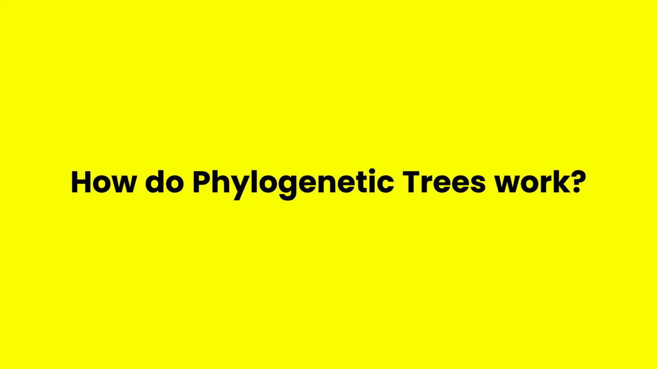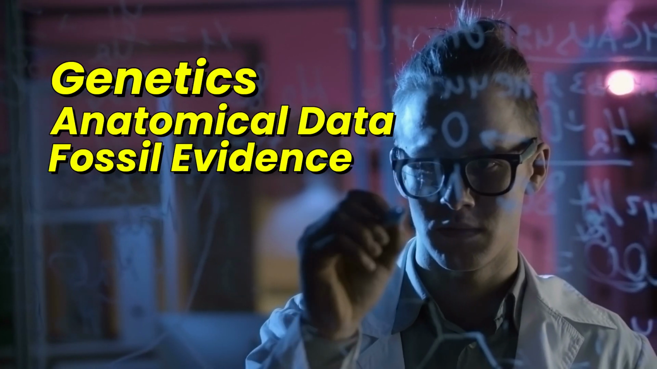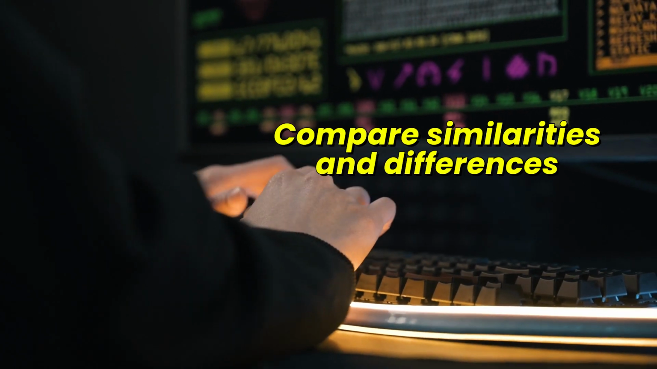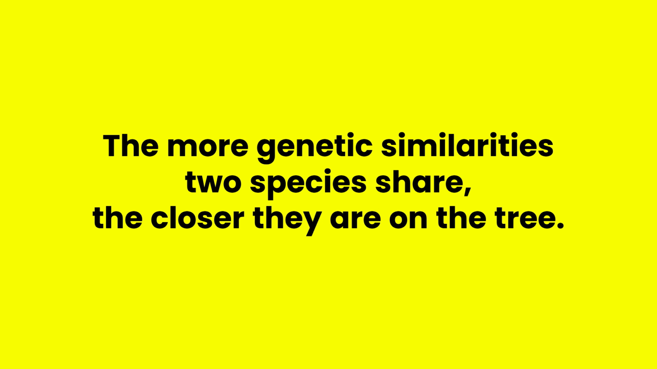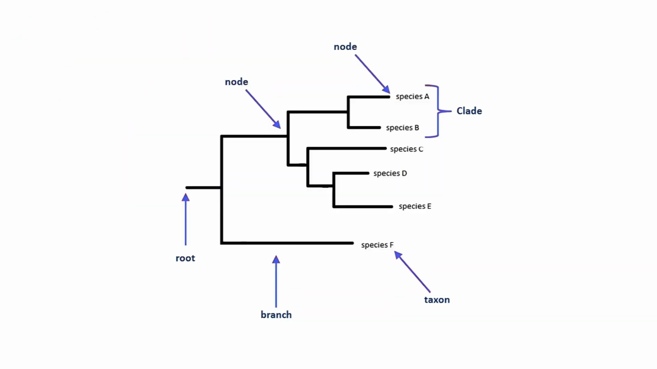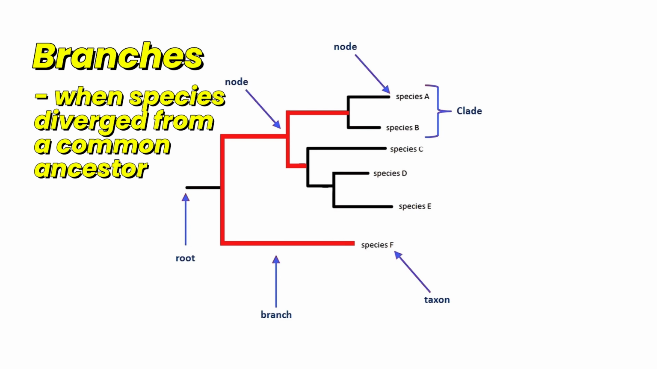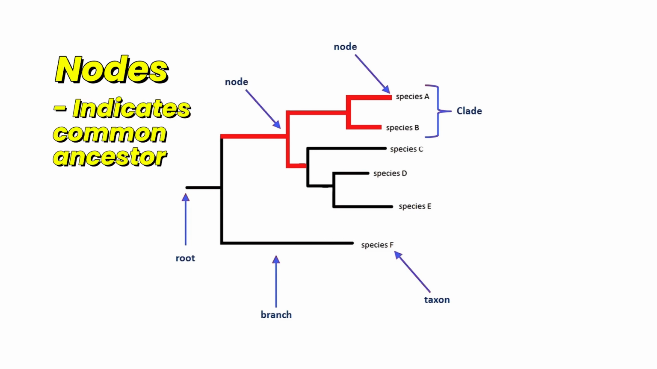So how do phylogenetic trees work? Scientists gather genetic, anatomical, and fossil data, then use computational methods to compare similarities and differences. The more genetic similarities two species share, the closer they are on the tree. Evolutionary time is often represented along the branches, giving us insights into when species diverge from a common ancestor. Each branch represents an evolutionary pathway, with nodes indicating common ancestors.